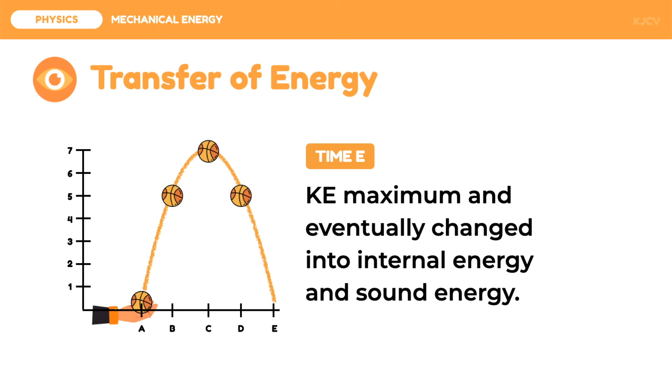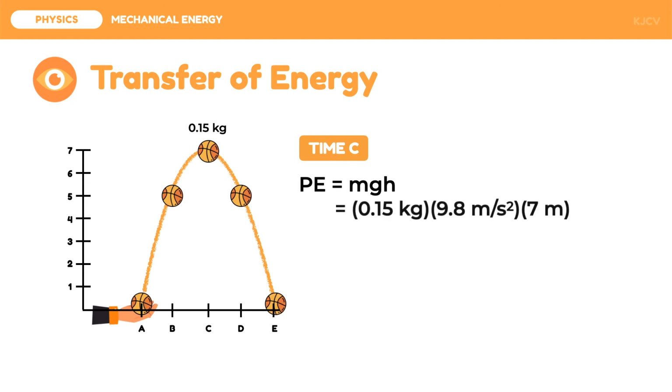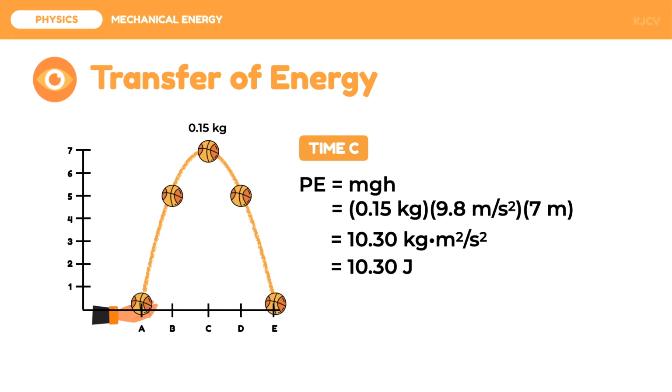Now, let us quantify the energies present on the ball from time C to time E. At time C, since only the potential energy is present, we compute it using the product of the ball's mass, the height that it has reached, and the pull of gravity. Assuming that the ball has a mass of 0.15 kilograms, we can substitute the following values into the equation. This means that the potential energy at time C is 10.30 kilograms meters squared per second squared or 10.30 joules.